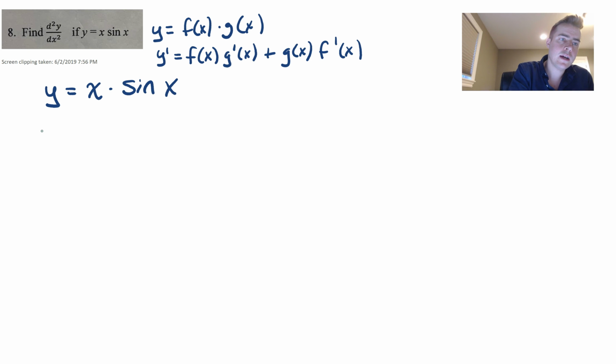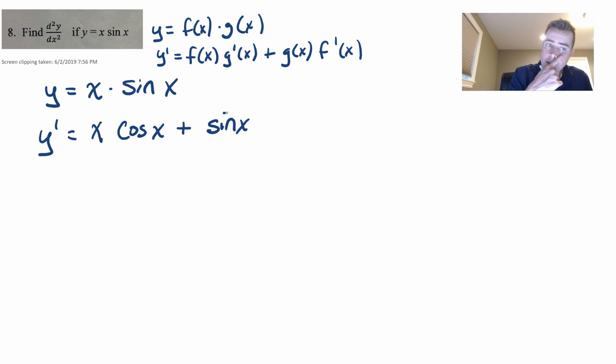Okay, so here if I'm going to take the derivative of this, well, I take the first, which is just x, times the derivative of the second, so times cosine x, plus, and then I take the second, which is just sine of x, times the derivative of the first. Well, the derivative of x is just 1. So that's my first derivative there. Okay, but we want the second derivative. Okay, so the second derivative.